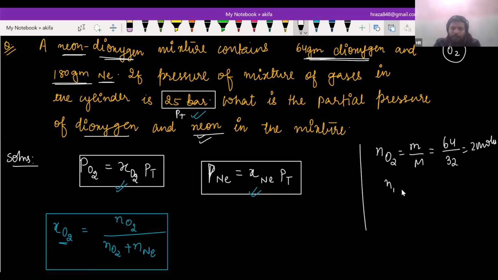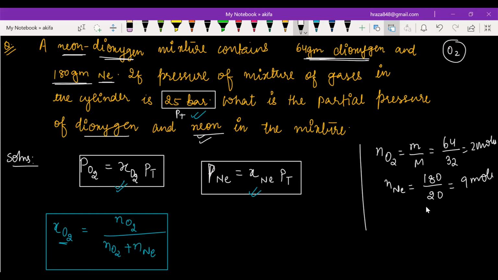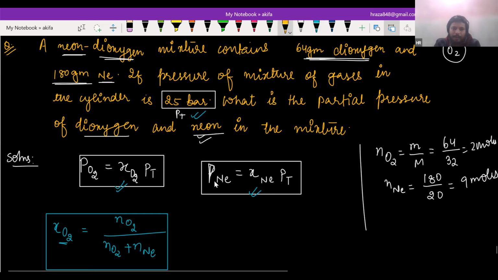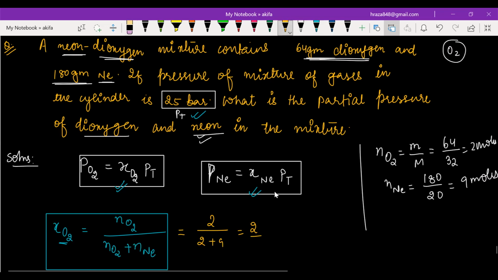Again, number of moles of neon is given mass upon molar mass. Given mass is 180 gram and molar mass is 20. So it will be 9 moles, right? Yes. So I'm going to put the value 2 moles and 9 moles in this solution. This is 2 upon 2 plus 9, that will be equal to 2 upon 11.